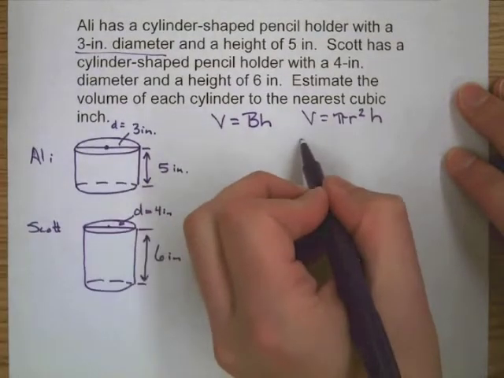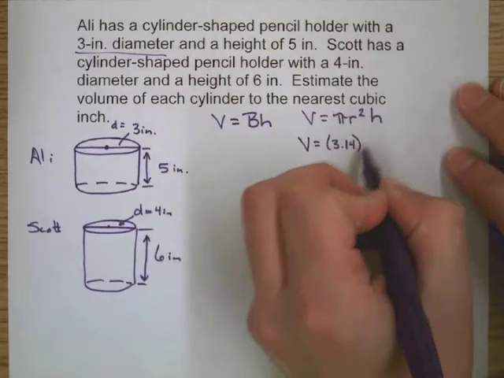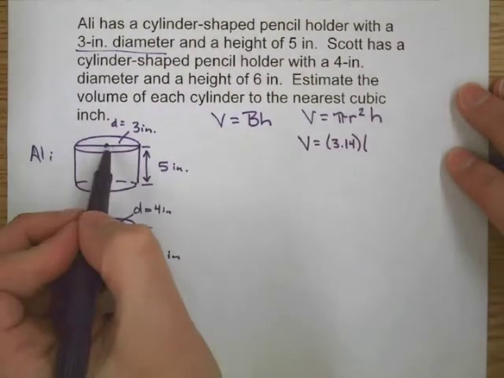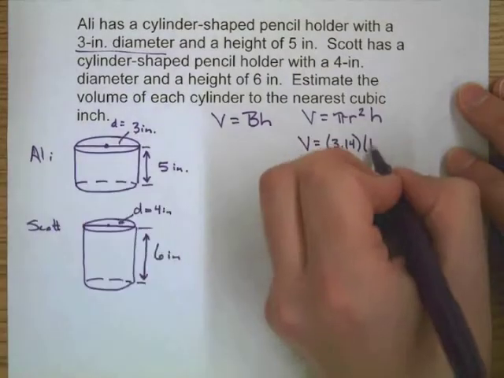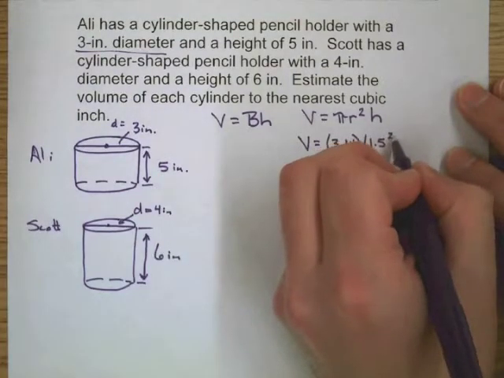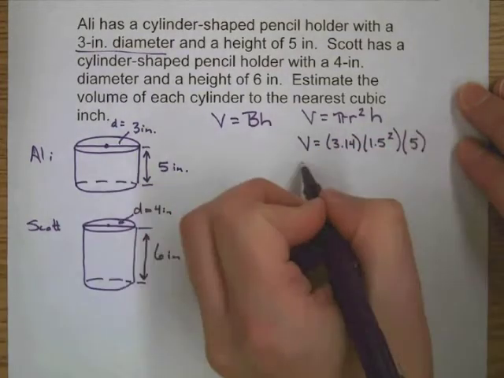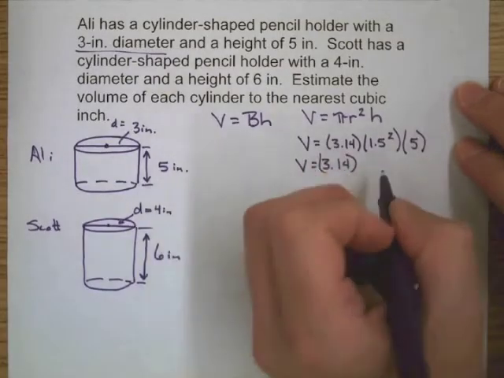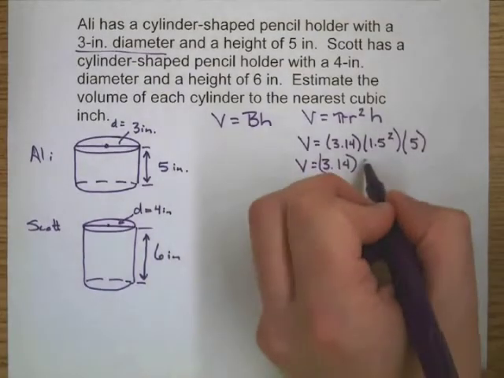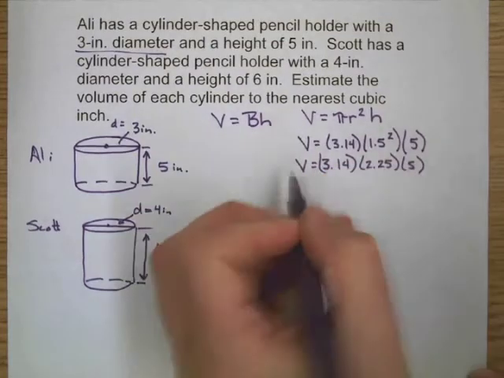So in this case, for Allie's, the volume is, I'm going to use 3.14 for pi. The radius, well, I have a diameter of 3, so the radius is half of it, which is 1.5, all squared, and a height of 5. So the volume is 3.14, 1.5 times 1.5 is 2.25, all times 5.